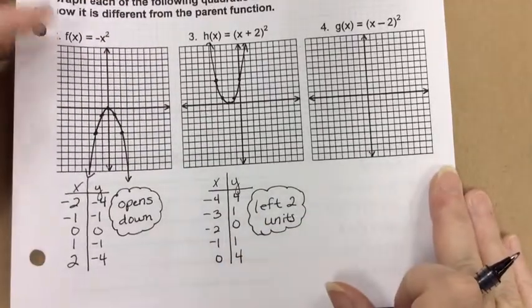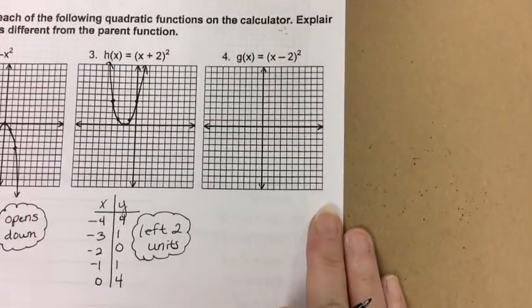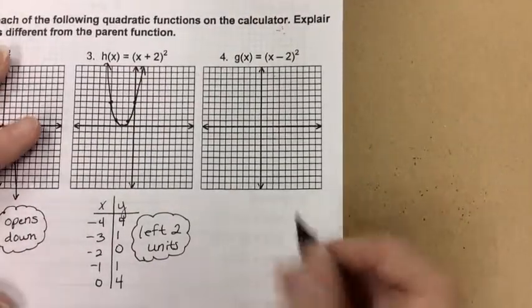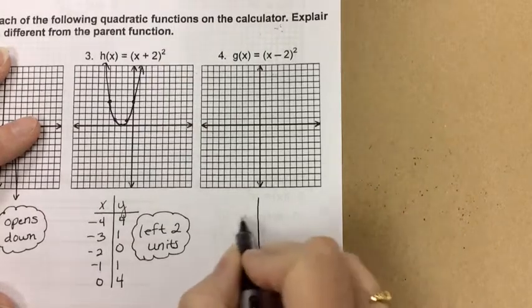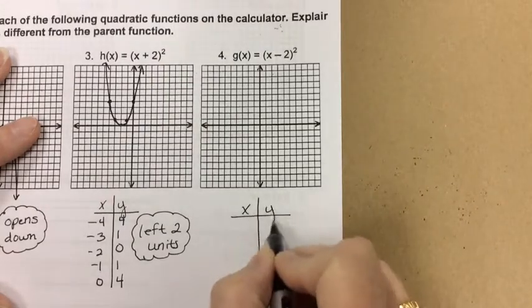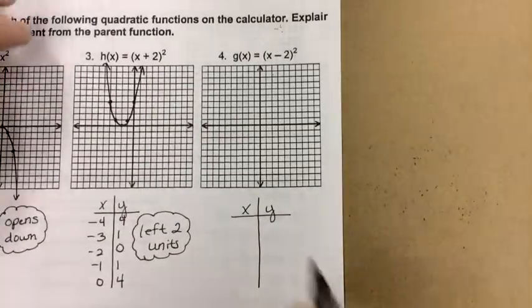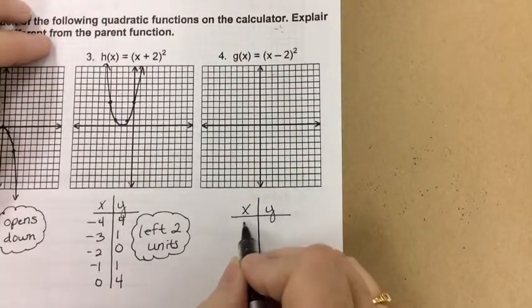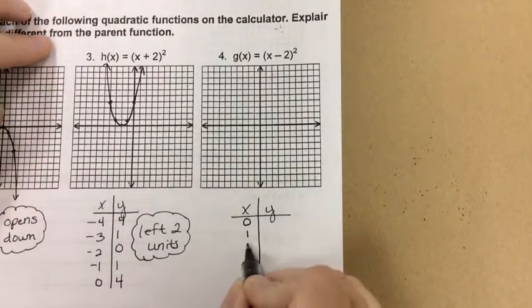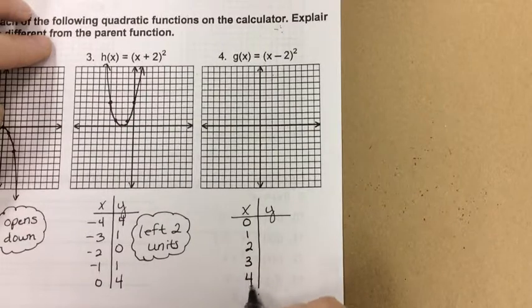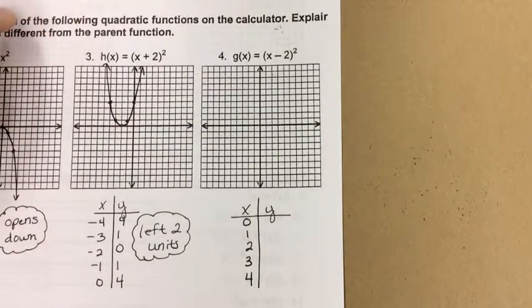Now let's go to the next one. This time we're going to do g of x equals (x minus 2) squared. And so we're going to make a table. This time, for your x's, I want you to use 0, 1, 2, 3, and 4. Find your y values, graph them, and let's see what this graph looks like.